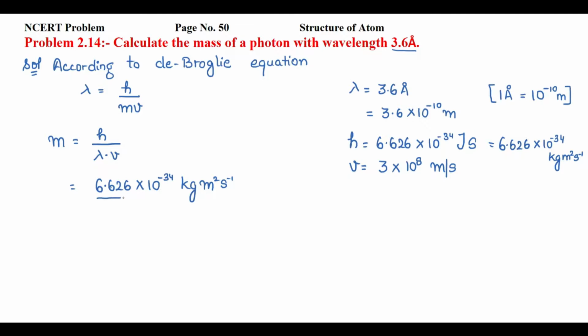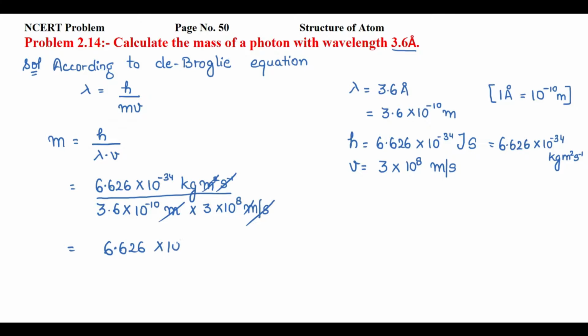Let's put the value of wavelength over here. So wavelength is 3.6 into 10 raised to power minus 10 meter, right? And velocity 3 into 10 raised to power 8 meter per second. I'll cancel 1 meter with this and 1 meter with this meter, right? Second inverse is cancelled with this second inverse. Now units are kg only, right?